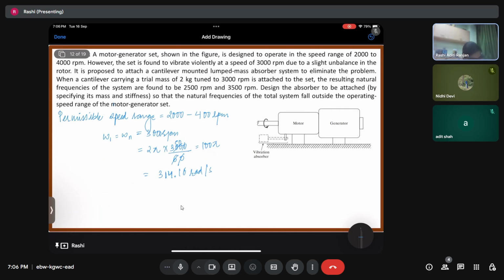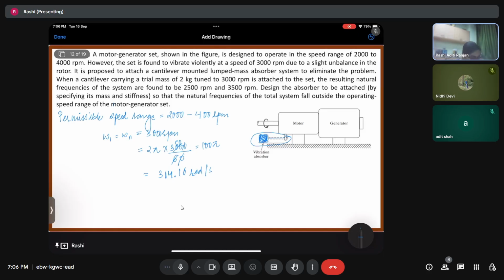Next, it is proposed to attach a cantilever beam mounted lumped mass absorber system to eliminate the problem. Lumped mass means that this is going to have a very significant mass as compared to the rod. So the mass of the rod can be neglected. So it is going to be a lumped mass case.